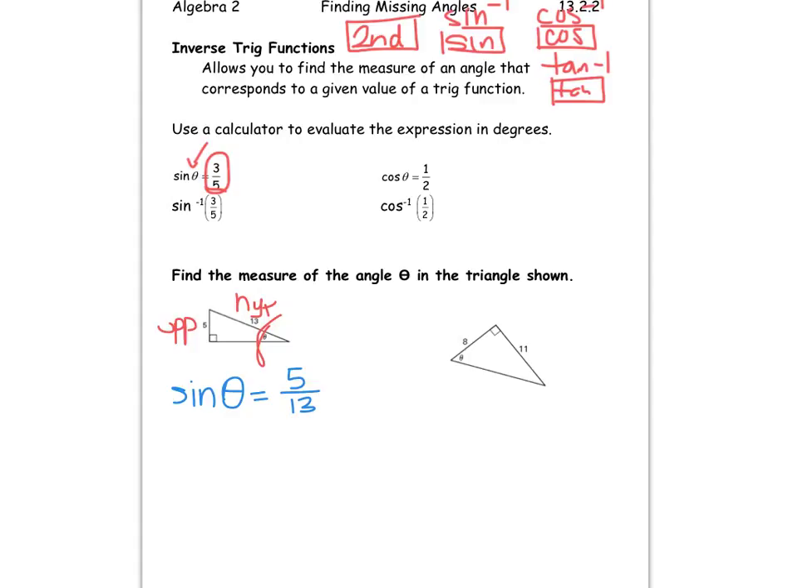But if we type inverse sine in our calculator, and then we put parentheses 5 divided by 13, the calculator will convert that to a decimal, look in its memory for that decimal, and tell you what angle has that for a sine. All we have to do is ask. And our answer is 22.620 degrees.